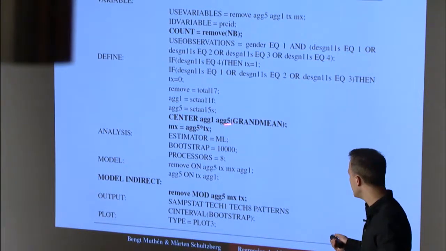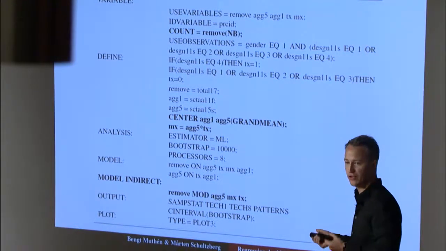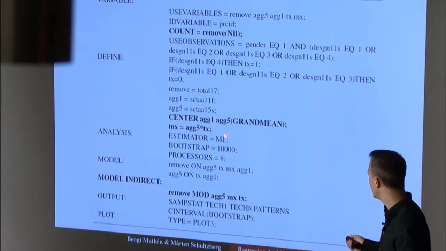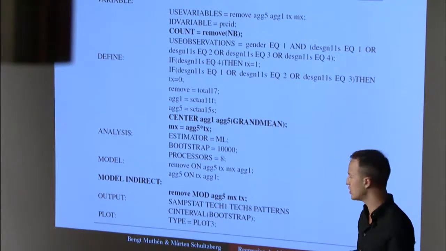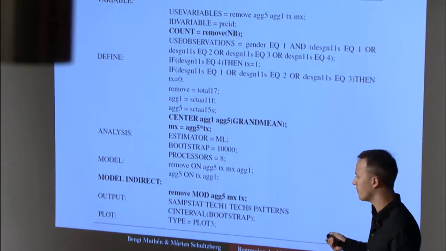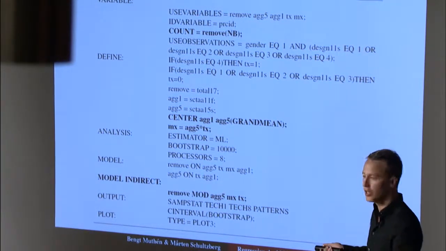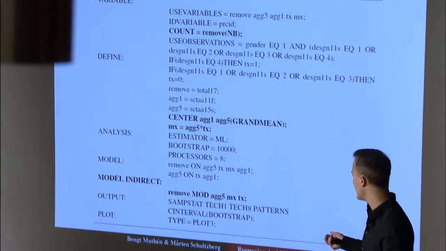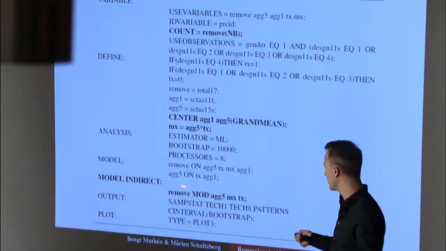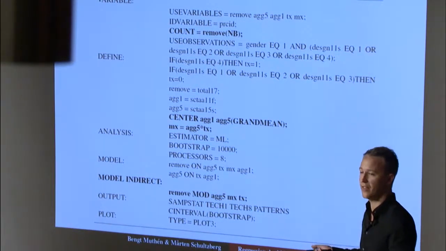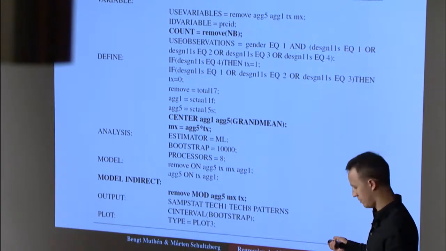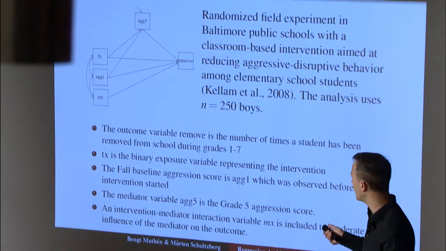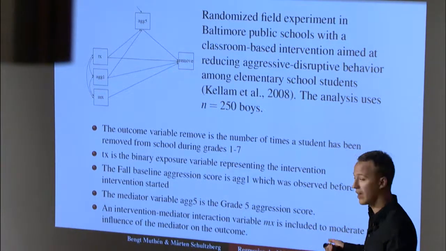And then in the center option here, we center both AG1 and AG5, but for different reasons. So AG5 is a part of the interaction. So we want to center that to make the interpretations easier. AG1 is not part of, it's not a mediator and it's not a moderator. So why do we want to center that one? Well, that has to do with how these effects in the model indirect command are calculated. And they're always evaluated at the value 0 for covariates. So since AG1, if we go back to this, AG1 is just a covariate in the regression of AG5, and it's just a covariate in the regression of remove.